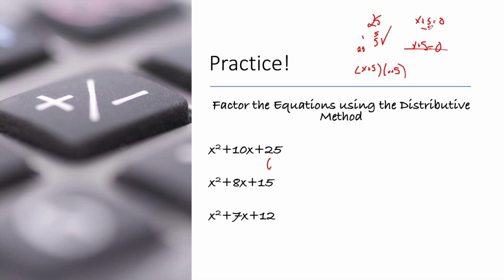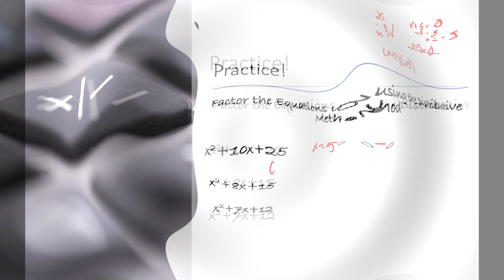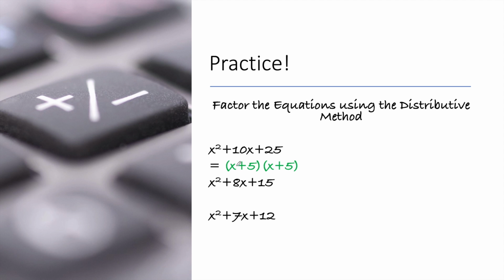x plus 5, we subtract 5 on both sides, and we get x is equal to negative 5. So we know we have one solution at x is equal to negative 5. More than likely, since we only have one solution, the vertex is on the x-axis in this graph. Checking our answer. Yep, we got x plus 5, x plus 5.